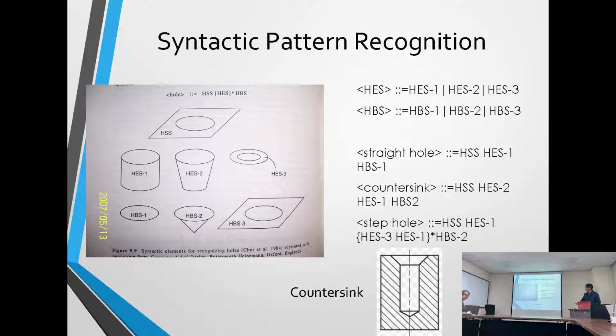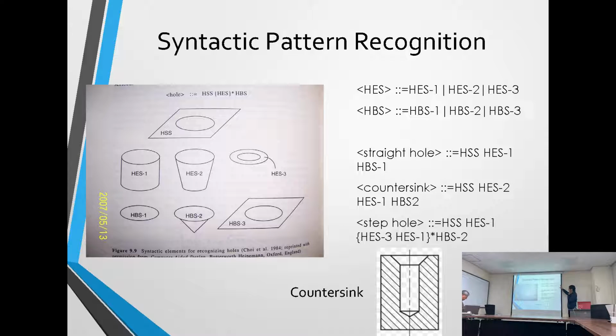And then you have HBS, which is the hole bottom surface. And then you also have three types. The first one is just the circular planar. Then you have the cone, and then you have another hole, the HBS3.